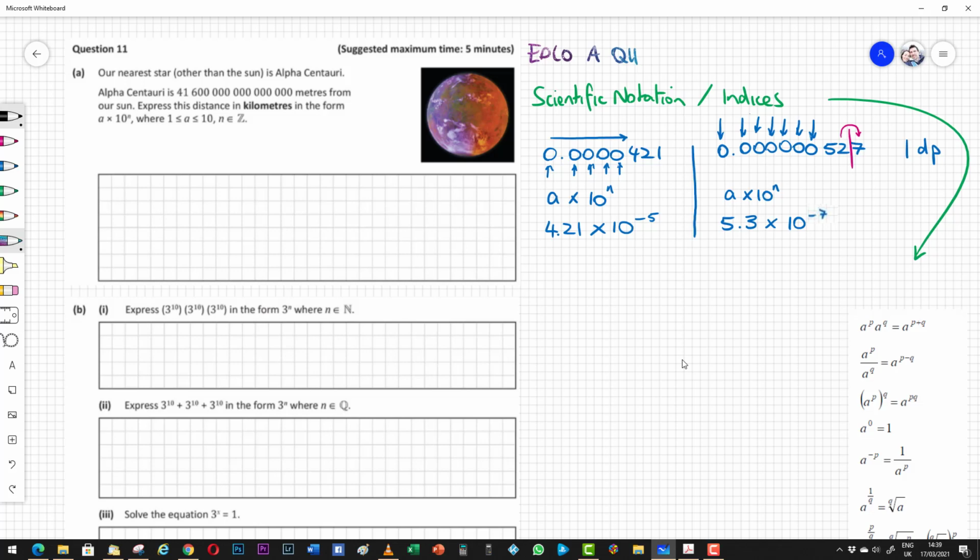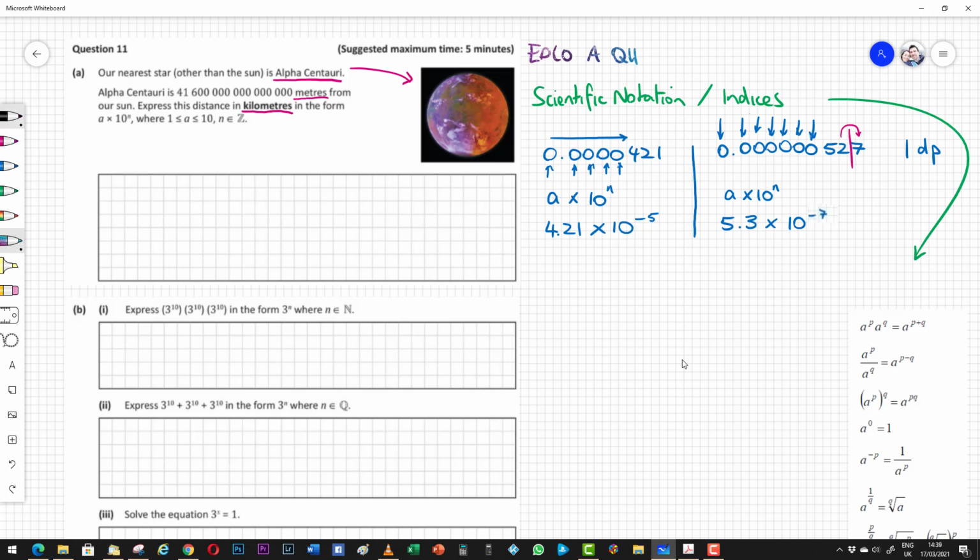So we're told that our nearest star is Alpha Centauri. So we have an image of it here on the right hand side. And the distance from our sun to Alpha Centauri is given by this massive number here. But this number is given in meters. And then we're asked to write this in scientific notation, but in kilometers. So the first thing I'm going to do is convert that number into kilometers.